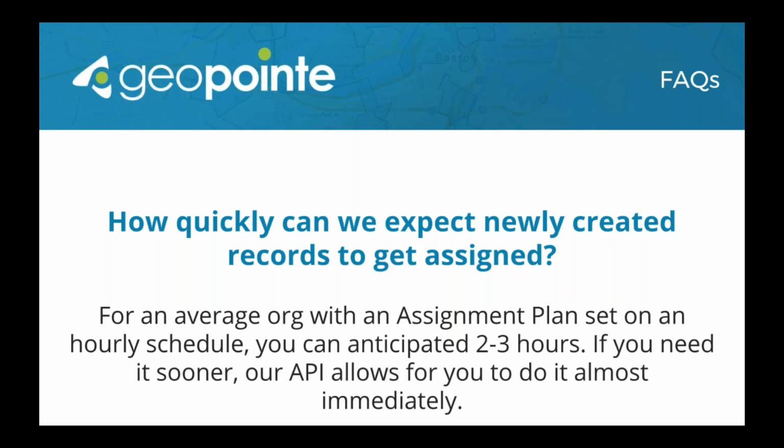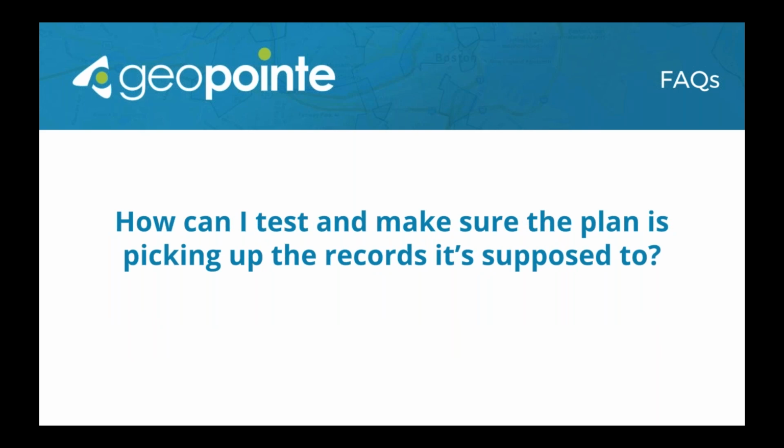If you need it to run faster than this, we do have coding options for you. So we've got our API that you can do immediate geocoding with as well as immediate assignment with. So if you do need it to run faster than that, especially for lead assignment that you want to get to a person as soon as possible, then absolutely you can do that.